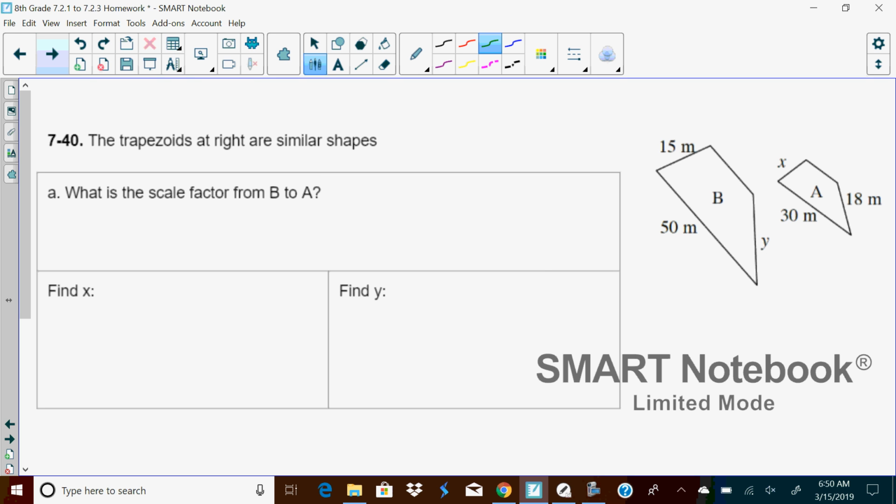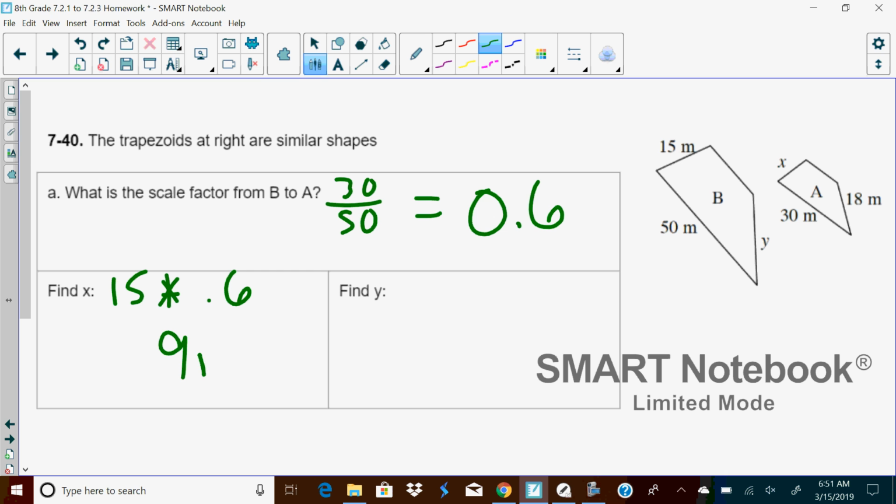Problem 40, the trapezoids on the right are similar shapes. What's the scale factor from B to A? So that's, what did I multiply B by to get A? So actually divide A by B. So I'm going to do 30 divided by 50, which is 0.6. So then find X and find Y. To find X, I multiply 15 times 0.6. So I get 9. To find Y, I'm going to divide 18 by 0.6. And I get 30.